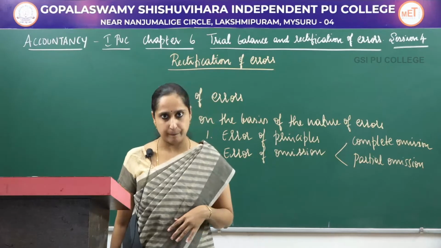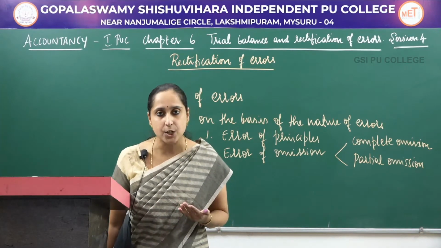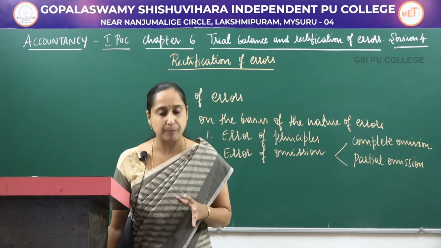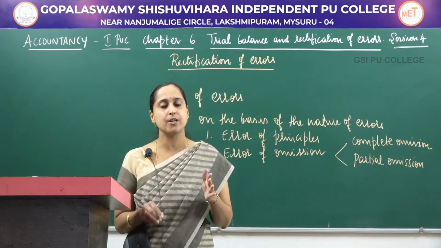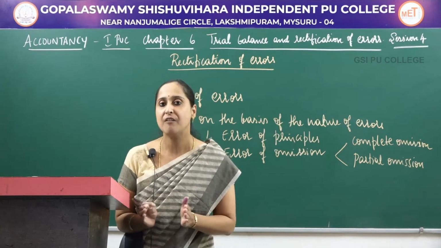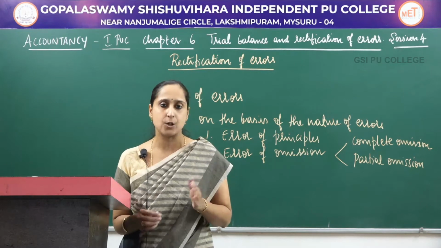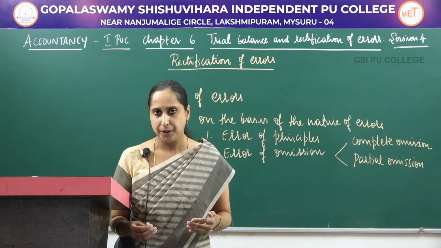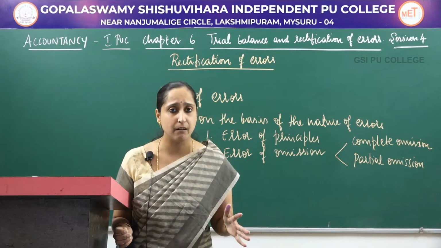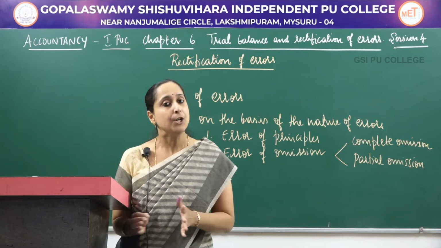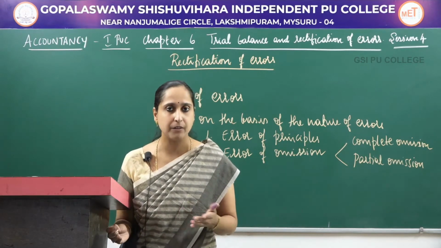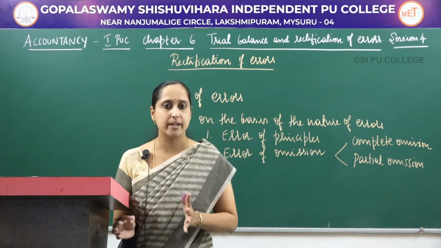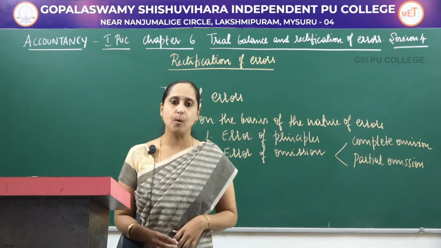Next is partial omission. Partial omission means when the recording of a transaction is partially omitted in the books of accounts, that we call it as partial omission. Means only one aspect of the transaction is recorded and another aspect you have not recorded. For example, if you have purchased 10 goods, you have recorded only 5 goods in the purchases book, but the remaining 5 you have omitted, you have not entered. That we call it as partial omission. Only one aspect you have recorded, the remaining aspect you have not recorded.